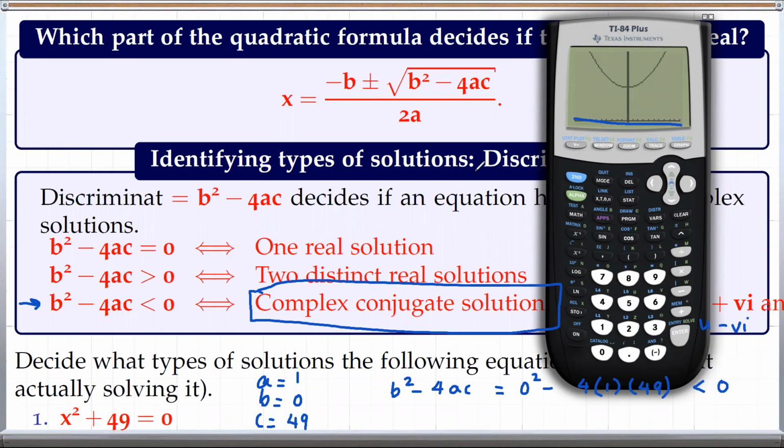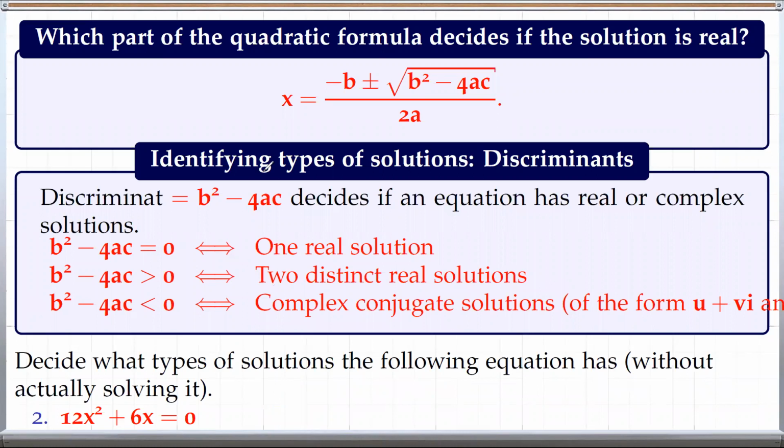Okay, so we are done with this example. Let's look at the next one now. Here we have 12x squared plus 6x equals 0. Again, we will first note down the values of a, b, and c. I'm going to do it up here. a is the coefficient of x squared, which is 12. b is the coefficient of x, which is 6. And c is 0 in this case.